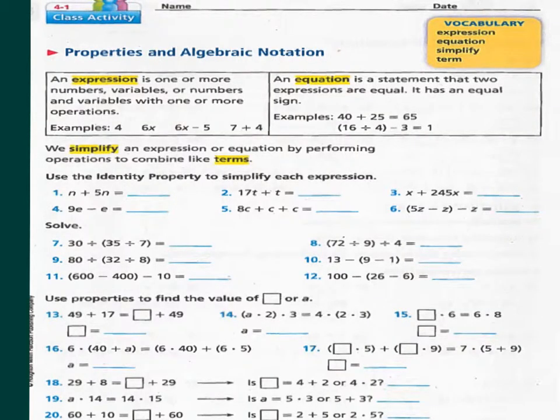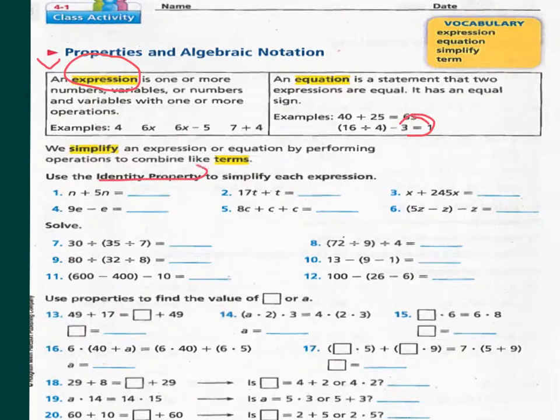All right, so remember, an expression is one or more numbers or variables with one or more operations. So we're going to express our thinking through math. An equation is two of these expressions that are equal, and you're going to see that equal sign, aren't you? Okay, so let's go ahead and simplify. Remember, we talked about how simplify means put it in its easiest form, an expression or equation, by performing operations to combine like terms. So we want to combine things that are alike. Like means let's put together what's the same.